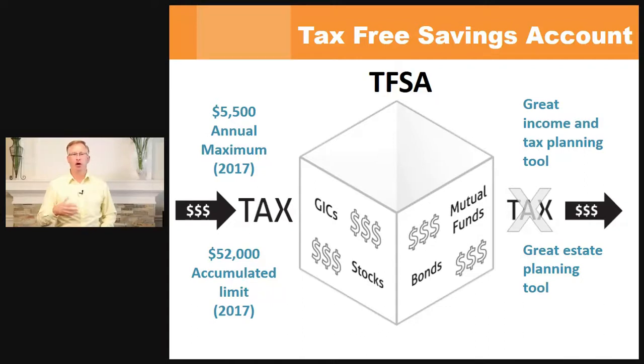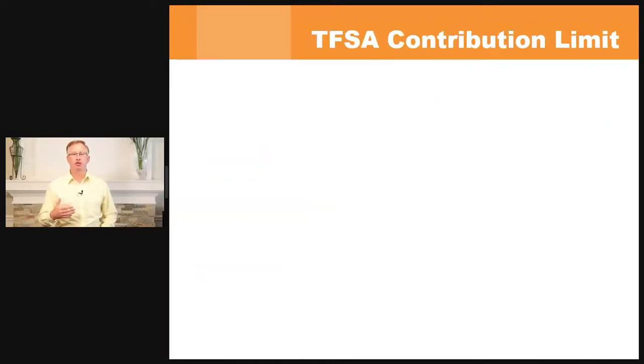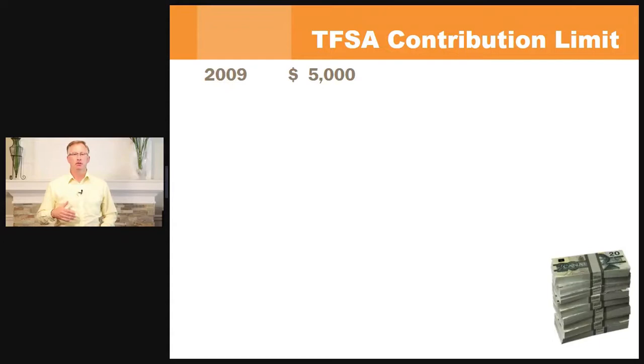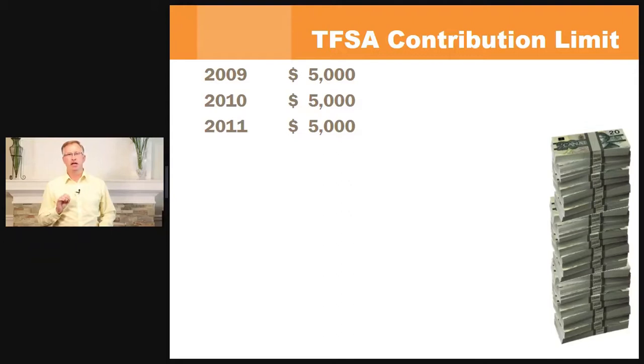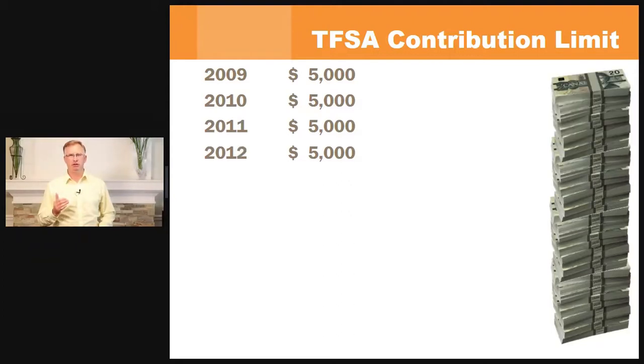So let's take a look at how we arrive at the $52,000 accumulated limit right now. In 2009, when these were created, provided you were 18 years of age or older in 2009, you started accumulating tax-free savings account contribution room. So the government gave us $5,000 in 2009, $5,000 in 2010, $5,000 in 2011. Do you see a pattern here? But in 2012, it was still $5,000.